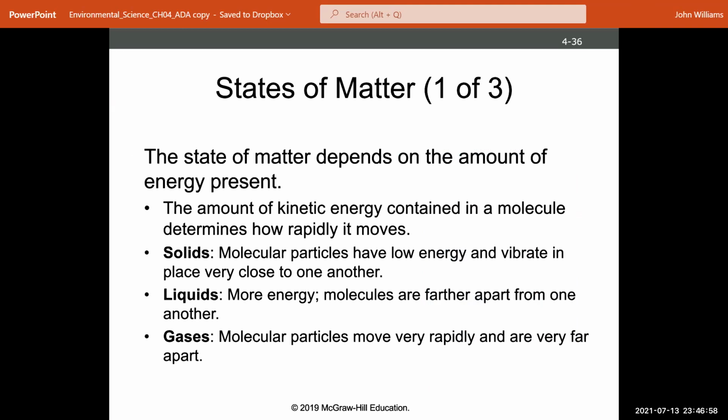Now, the state of matter depends on the energy that's present in the object. The amount of kinetic energy contained in a molecule determines how rapidly that molecule moves. So solids have particles with low energy, vibrate relatively close together, don't really move long distances. Liquids have more energy, molecules move farther apart from one another, and gases move very rapidly, very fast. Okay, so the molecules are bouncing all over the place.